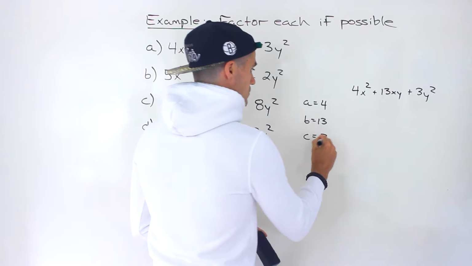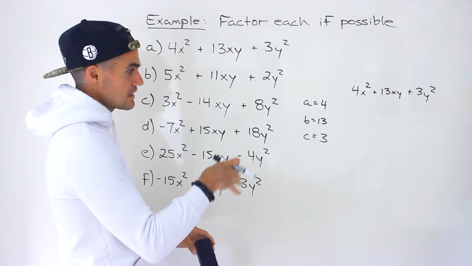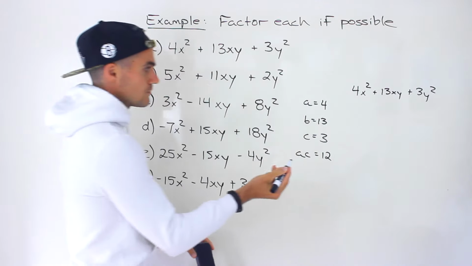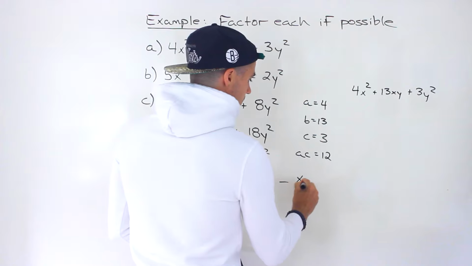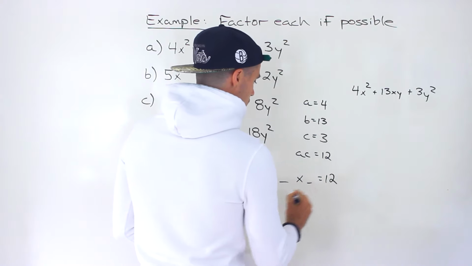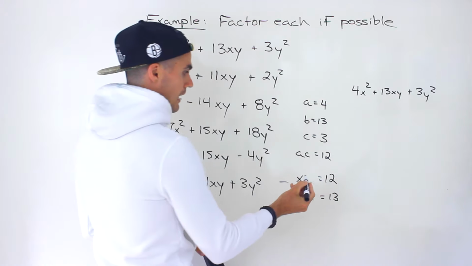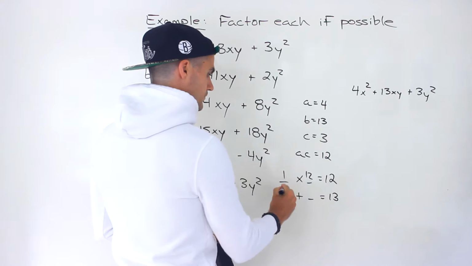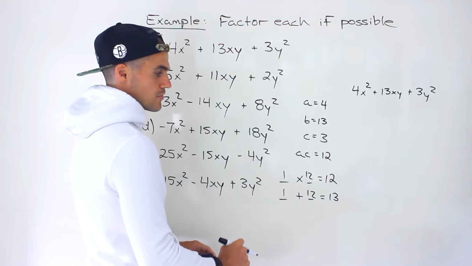First thing we do, we write out the a, b, and c value. Then we take the a and the c, multiply those, so that would be 12 in this case. And then as usual, we want to find two numbers that multiply to that ac value of 12 and add up to that b value of 13. And those two numbers would be what? 1 and 12, right? 1 times 12 is 12, 1 plus 12 is 13.